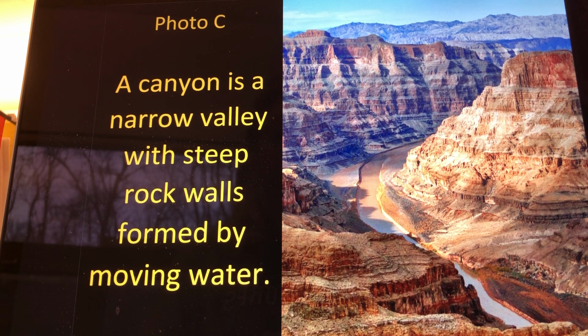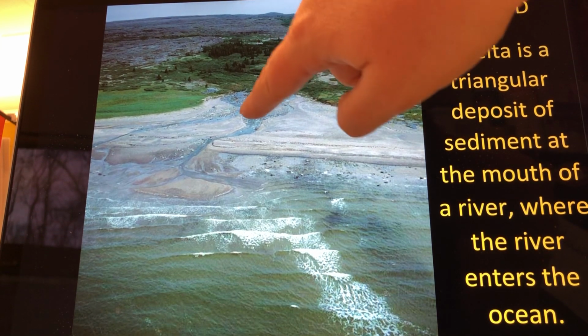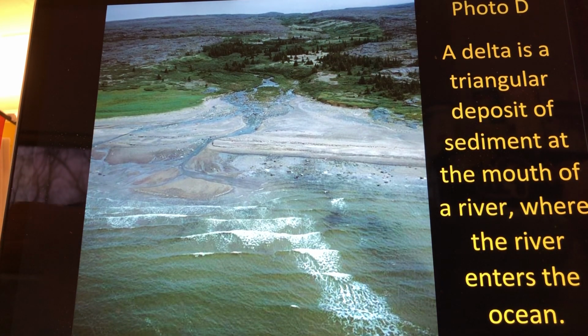So I have more pictures here. Here is D. A delta is a triangular deposit of sediment at the mouth of the river where the river enters the ocean. That's kind of cool. Look at how it does that triangle thing. It all came from here and it gathered and then it spread. Oh, that's kind of cool.